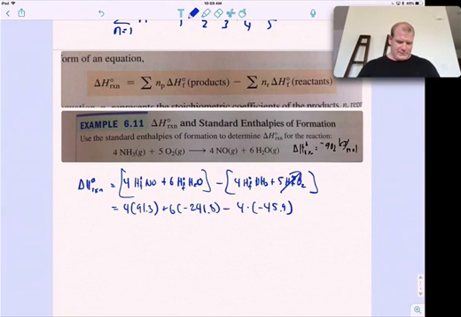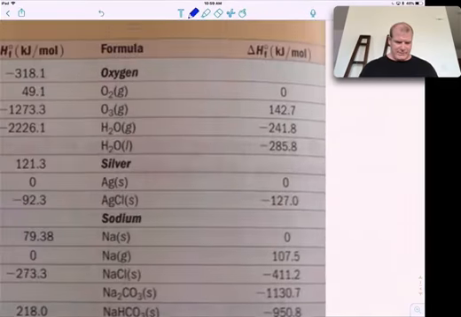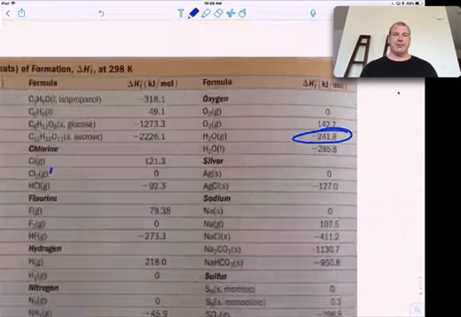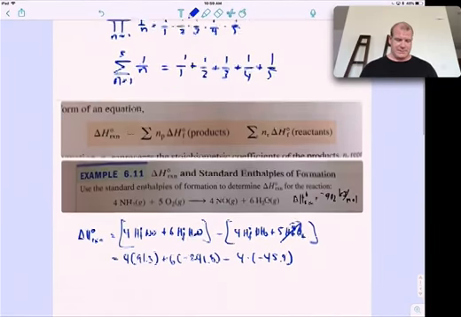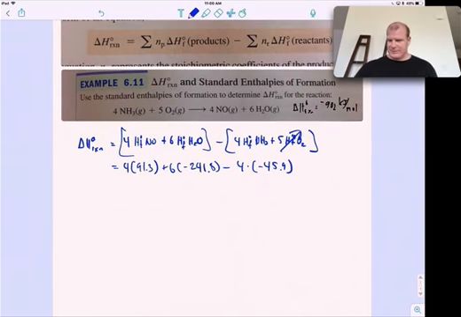And one thing to note, you have water vapor. If you look at water, there's 2 forms. Make sure you pick the water vapor and not the liquid water, because they are different. And then you just throw these in your handy-dandy calculator.